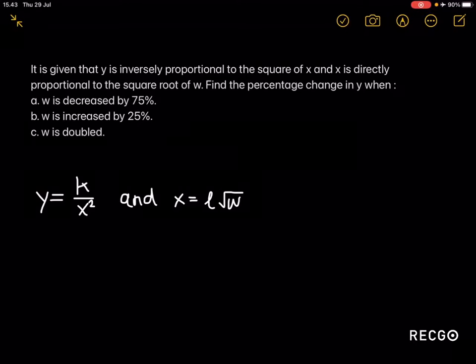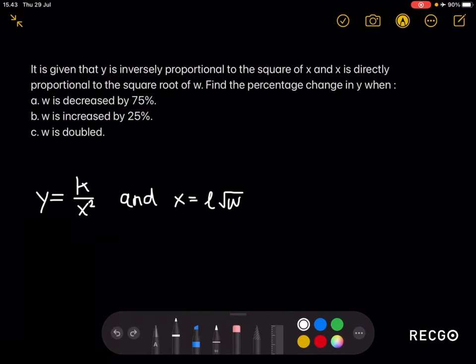By the definitions of direct and inverse proportion, we know that y must be equal to k over x squared and that x must be equal to L times the square root of w, where k and L are both constants. We can substitute this equation into the first equation to get that y is equal to k over L squared times w.